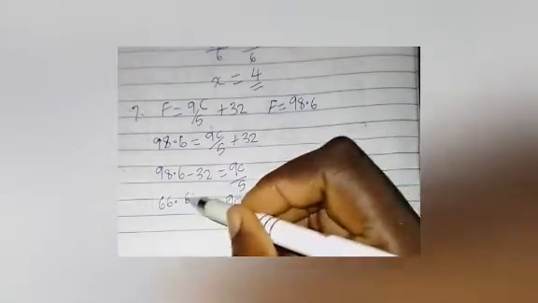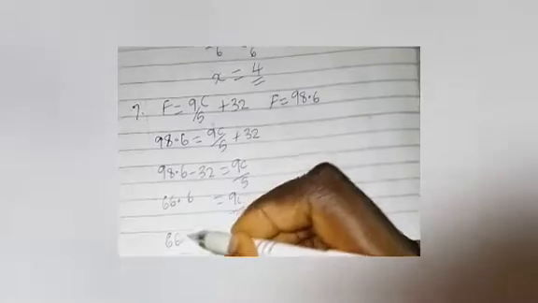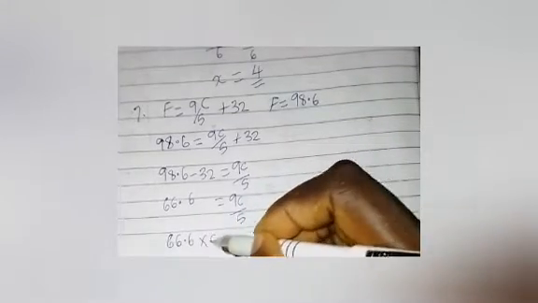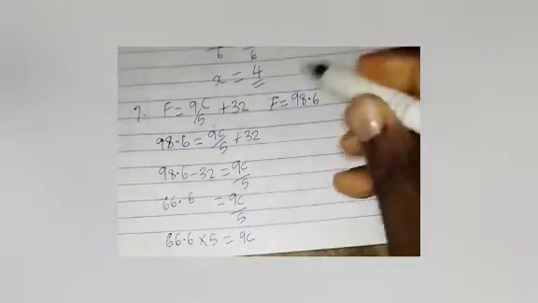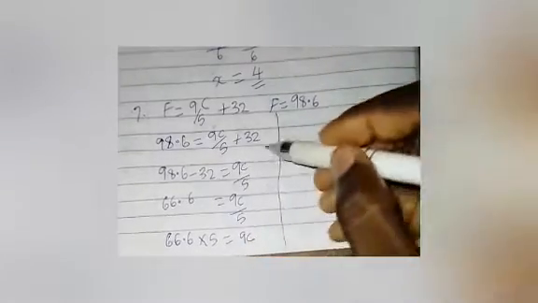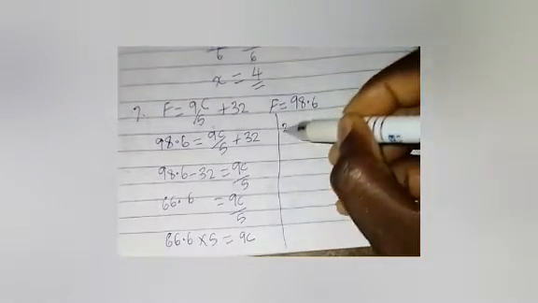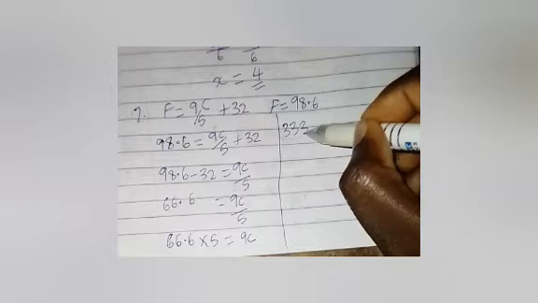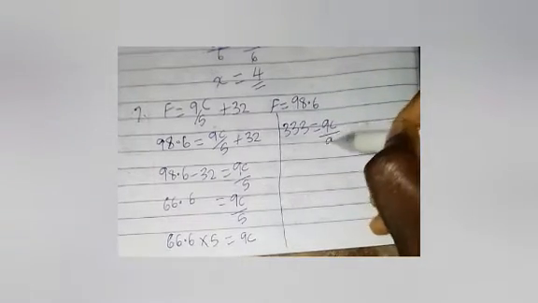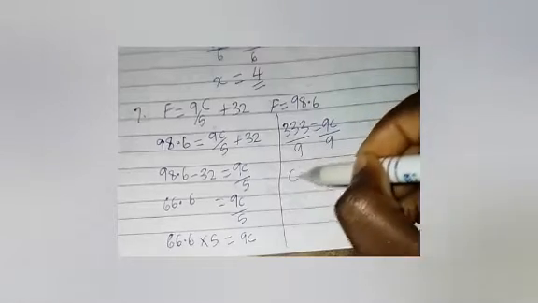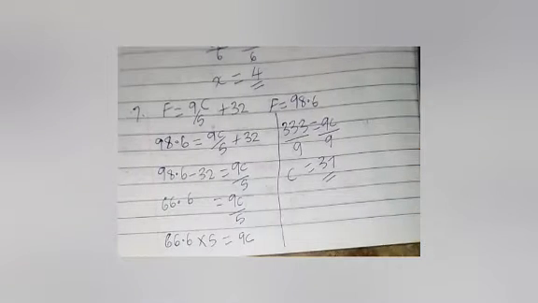Then this division becomes multiplication when it crosses the equal sign. 66.6 times 5 is equal to 9C. 66.6 times 5 gives 333, which is equal to 9C. Divide both sides by 9, and now C will be equal to 37. That is our answer.